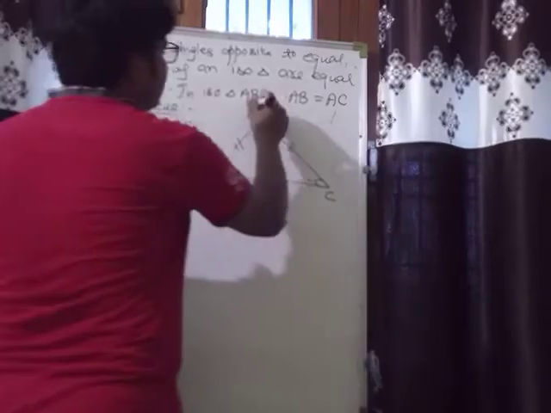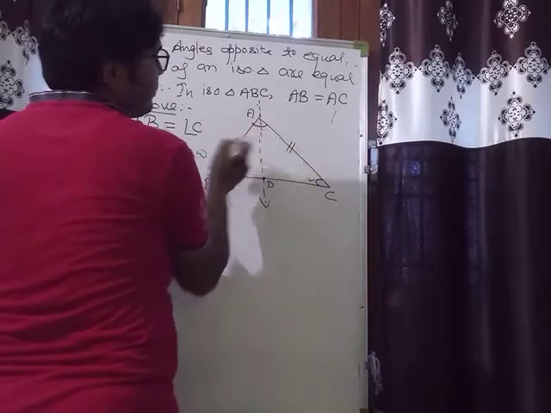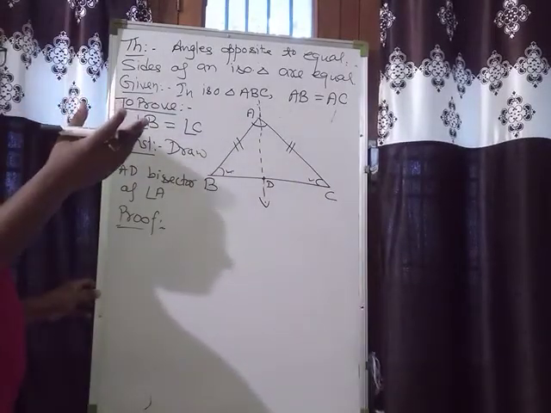Now look, this AD is what? Bisector of angle A, means it divides angle A into two equal parts.